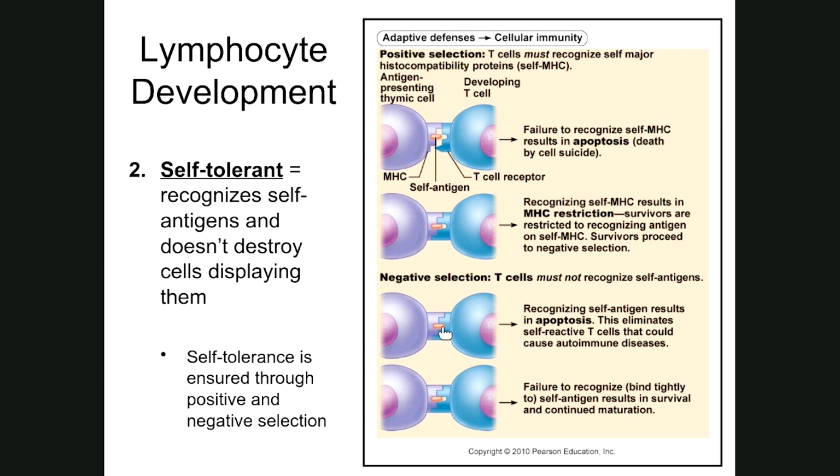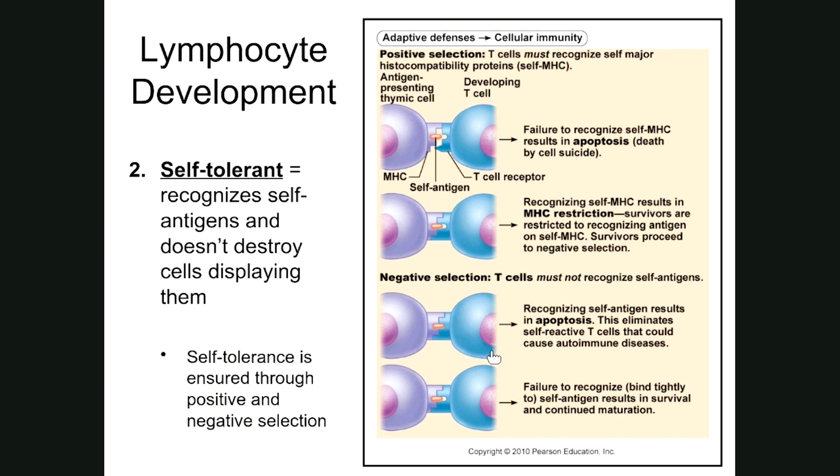This is not something that we want, because what happens is this cell, if it goes out into the body because it recognizes self-antigen and binds to them tightly, is going to start working to destroy cells that are displaying self-antigens. So this is not what we want to happen in negative selection, and any cell that does this is going to go through apoptosis. It's going to die because it is not going to be a good immune system cell that's going to not attack and not destroy your own body cells.